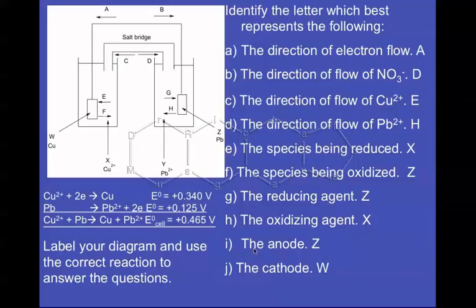The anode is the electrode. So the answer for this one will always be either one of these metal plates here. So the anode is the electrode at which oxidation is occurring, and we can see that the oxidation is occurring at lead, so the anode is Z. The cathode is the electrode at which reduction is occurring, and we see that reduction is occurring over here at the copper. So copper 2 plus is going to copper, that's where the reduction is. The cathode is the electrode, and that's going to be W.